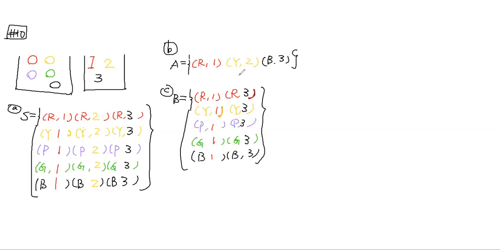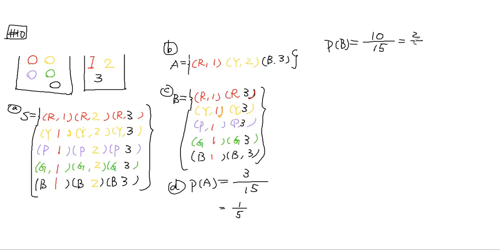Okay, so now finding P(A), the probability of A. In total I have 15 in the sample space, right? So A, how many elements do I have? 3. So this is 1/5. Now I'm going to find P(B), the same way. In total I have 15. So how many do I have here? 1, 2, 3, 4, 5, 6, 7, 8, 9, 10. So I have 10. So this is 2/3.